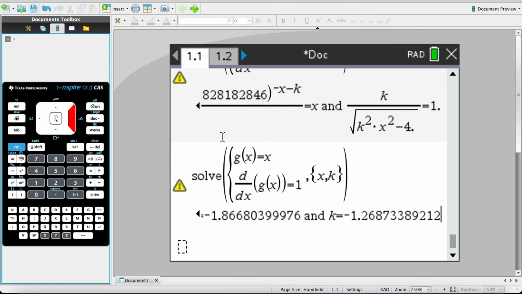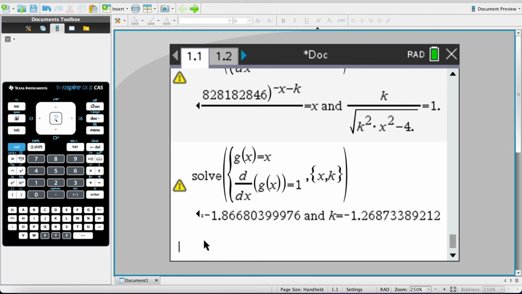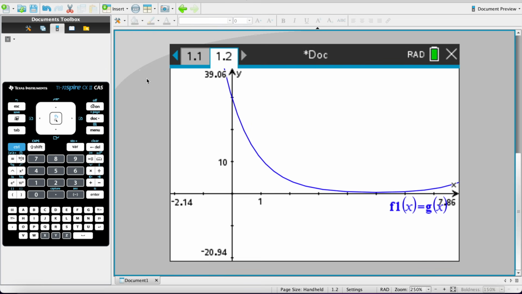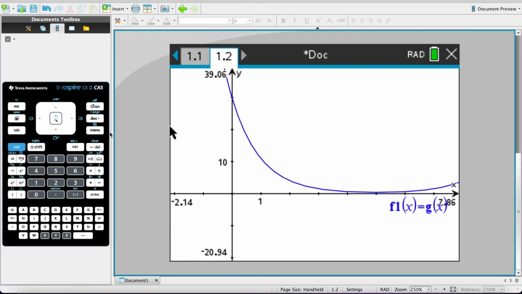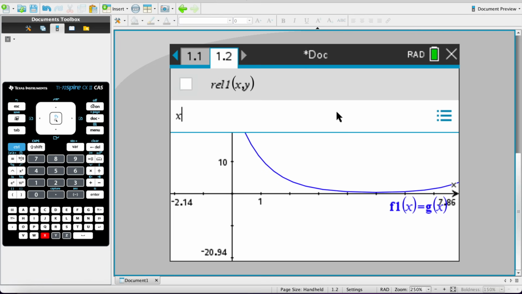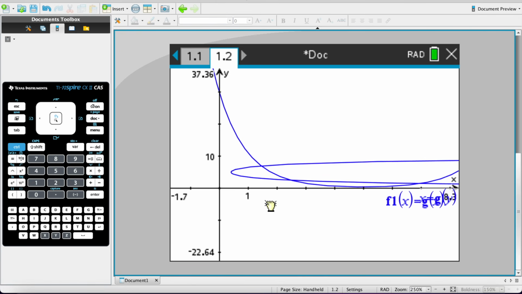So when k is 5, let's just take a look at what that looks like on the graph. Just going to change the definition to be 5, and tab g of x. Oh, so that's what it is. And what you can do to sketch the inverse is to do menu, graph entry, change it to a relation, and just do x is equal to g of y. And that's your thing. And if they intersect twice, as you can see, you want this area.